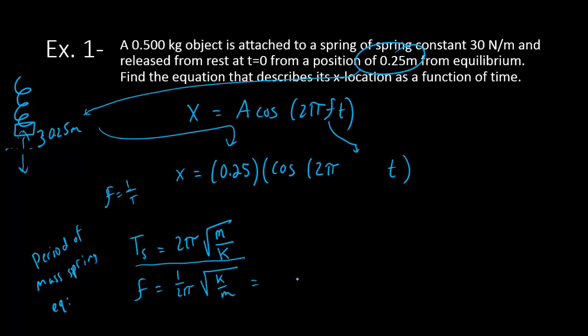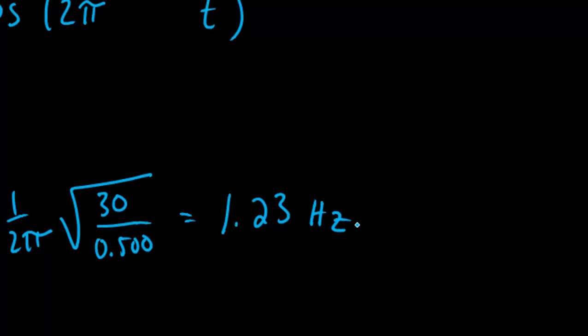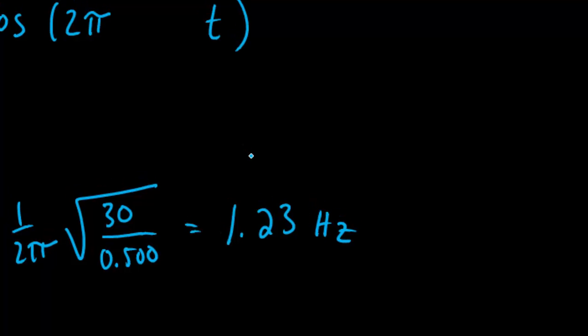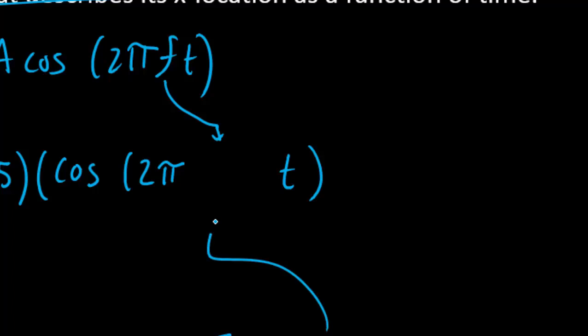So I'm going to go ahead and plug in my numbers. 1 over 2 pi times the square root of the spring constant k, which was 30 newtons per meter, divided by the mass of 0.500 kilograms. When I plug all those in, I get my frequency, in the unit of hertz, 1.23 hertz.